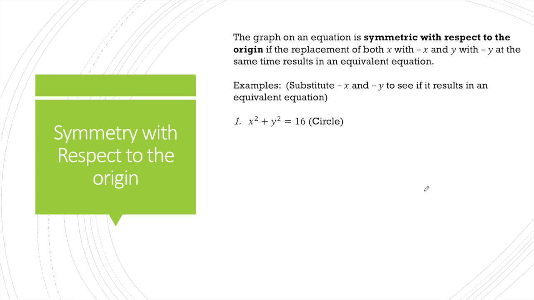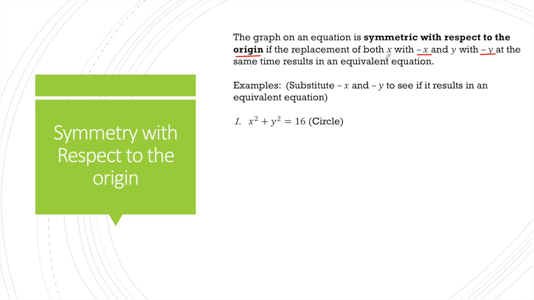Okay, to determine if an equation is symmetric with respect to the origin, what we need to do is substitute x with negative x and y with negative y in order to see if it results in an equivalent equation. Okay, that's going to be true for all graphs with symmetry with respect to the origin.